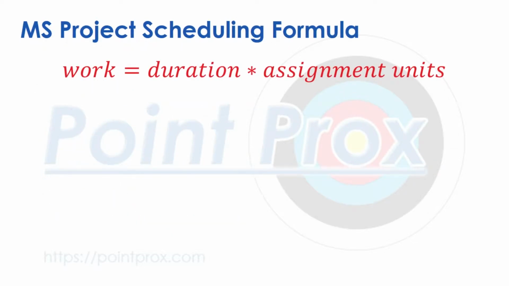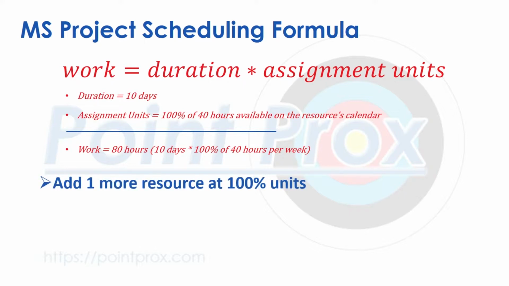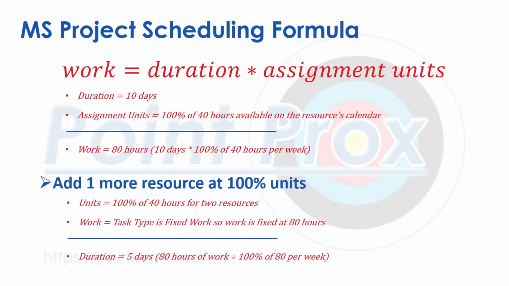If we have a task that has a duration of 10 days with one full-time resource assigned, the work is then 80 hours. Simple enough. If the task is set up with fixed work as its task type, and we change the units by adding another resource, then Project will change the duration to 5 days. That is, work is fixed, we change the units, and therefore Project recalculates the duration accordingly.